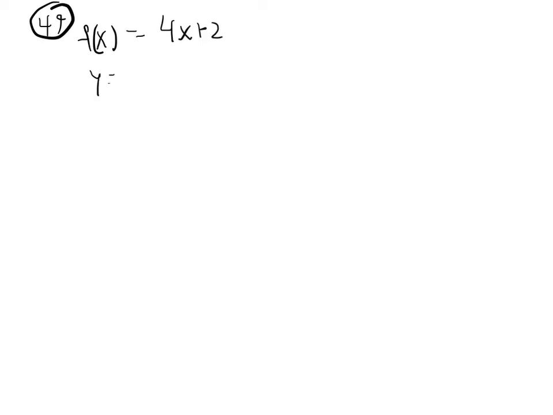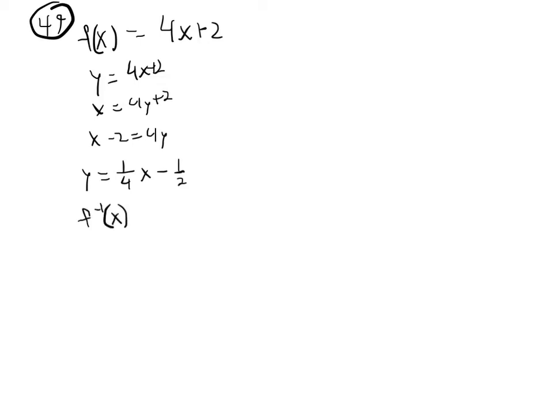So y equals 4x plus 2, so then x equals 4y plus 2. We have x minus 2 equals 4y, and then y equals 1/4 x minus 1/2. So that would be my f inverse of x equals a fourth x minus a half.